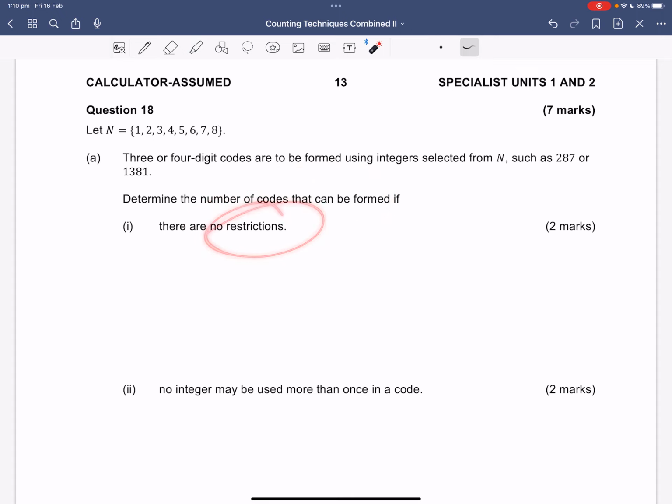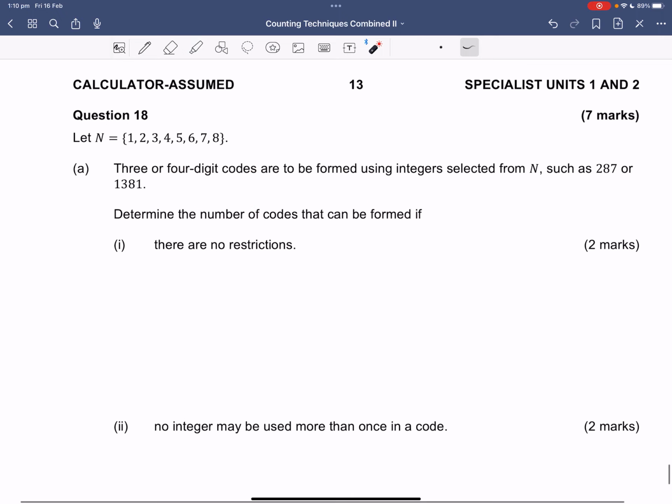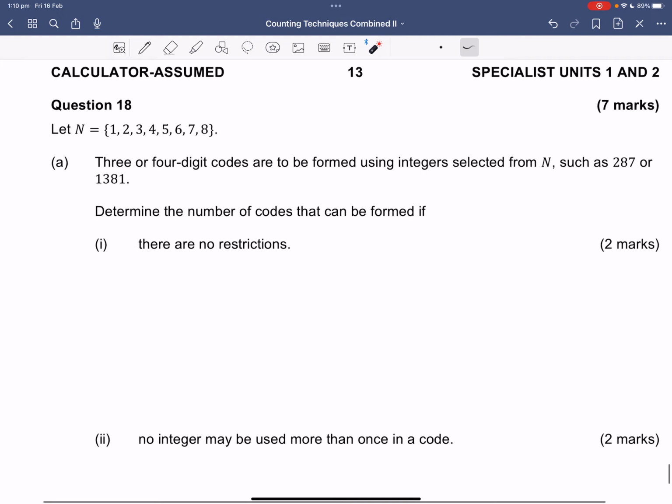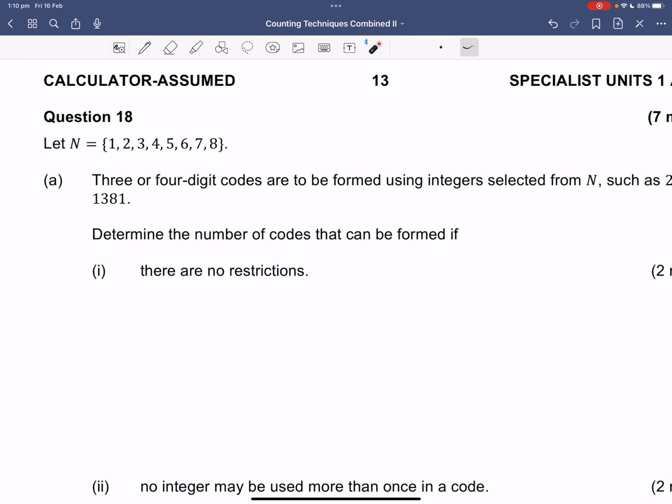If there are no restrictions, it means I'm allowed to repeat integers. If I'm allowed to repeat integers, if you're really good, you can just straight away write that's just 8 to the power of 3 plus 8 to the power of 4, which is 4,608. If you're really good, you can do that. If you're not very good, you can do this.